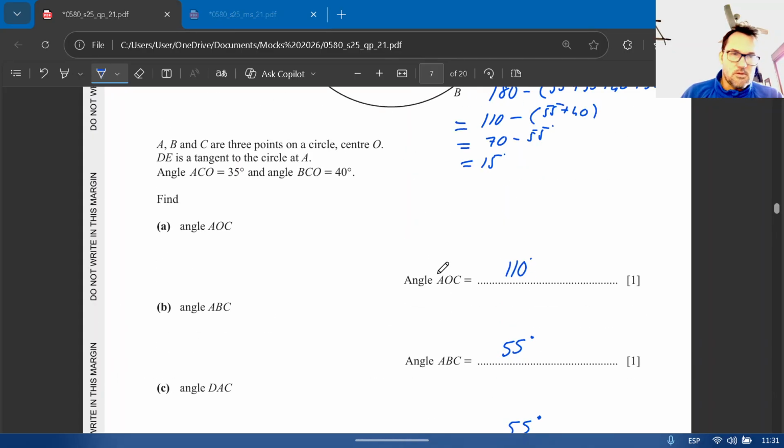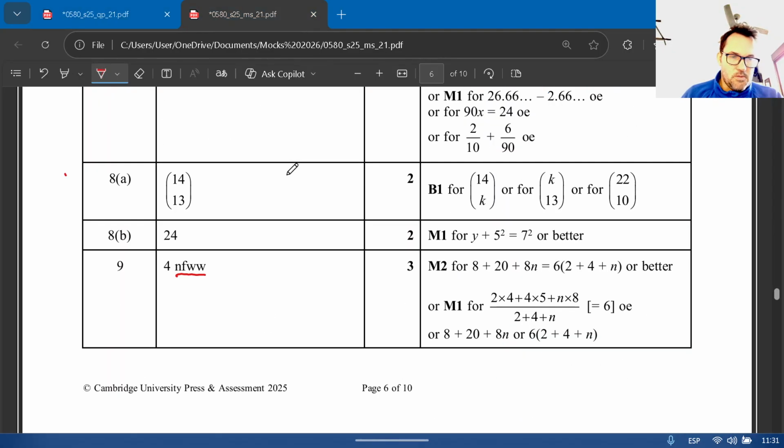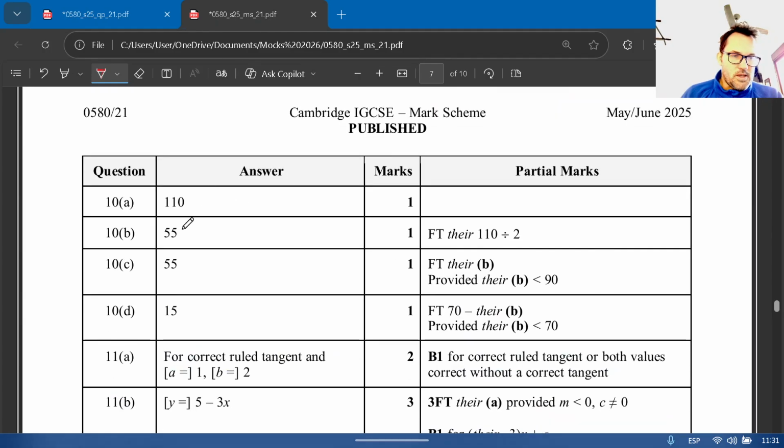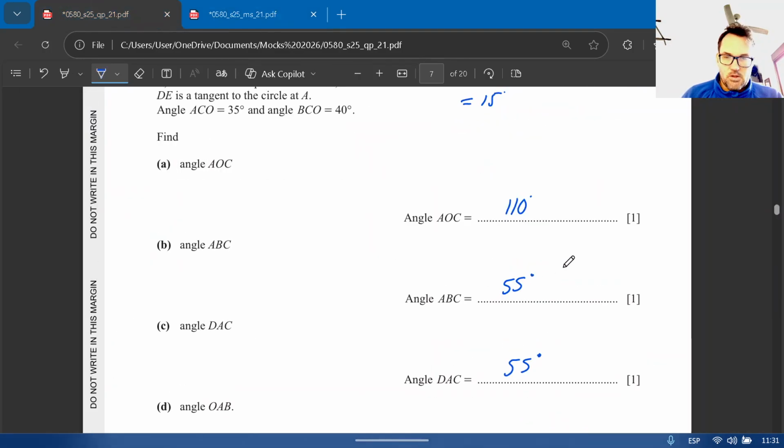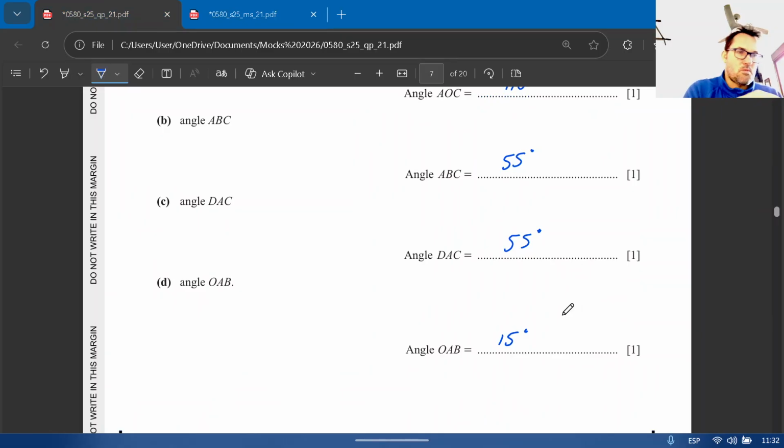And that's it. All that's left, if you have the mark scheme: 110, 55, 55, 15. One mark each.